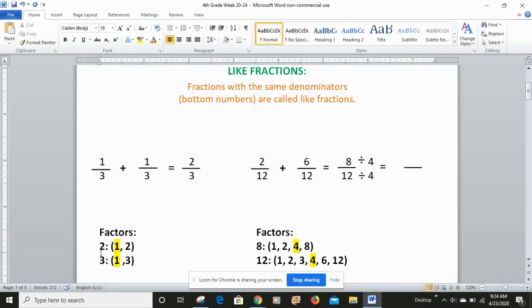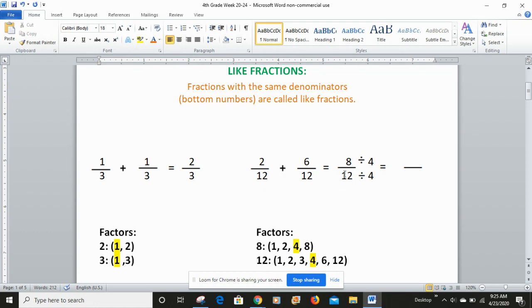So when I look at the factors of 2, 1 and 2, and the factors of 3, 1 and 3, when numbers only share 1 as their common factor, we say that they are in lowest terms, or they're simplified. And simplified means putting these fractions in a way that's easiest to understand them, to maybe picture them in your head. And so 2/3 we say is simplified, and we're done. That's the end of it.